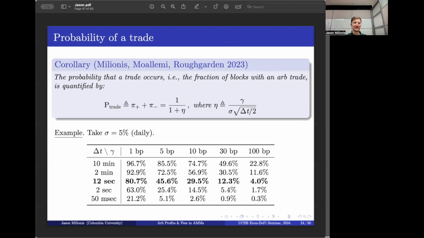So let's see an example of what this means about the fraction of blocks that you expect to contain an arbitrage trade. If you assume a daily volatility of 5% and let's say a 12-second block time, then you can see that for a 5 basis point trading fee, you expect roughly half of the blocks to contain an arbitrage trade. This table similarly shows you, with 5% daily volatility, what you expect to see for different combinations of trading fees and block times.